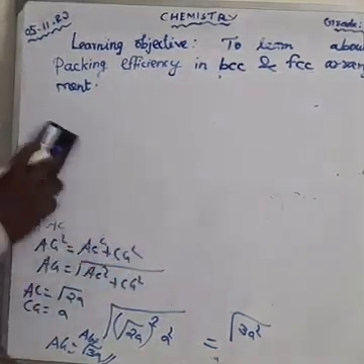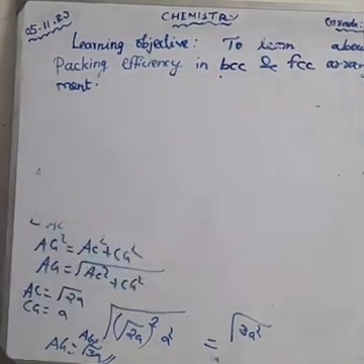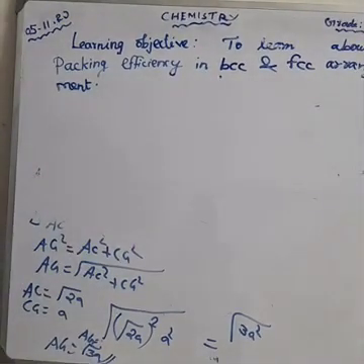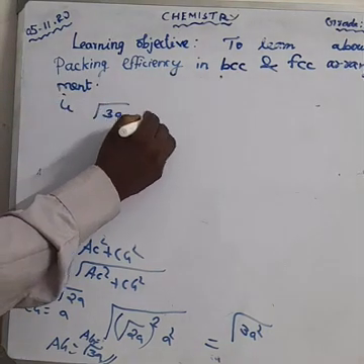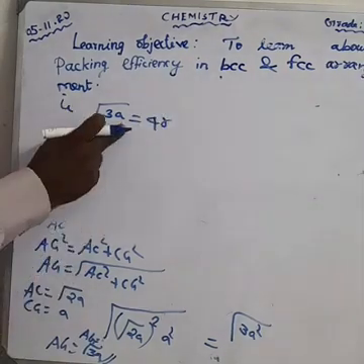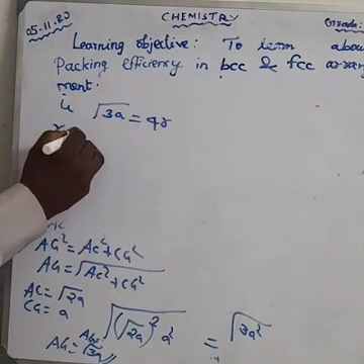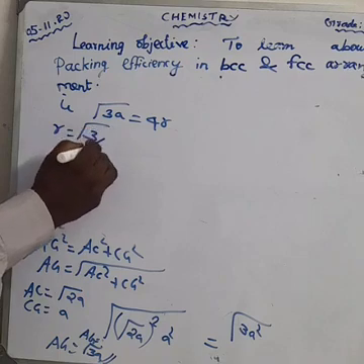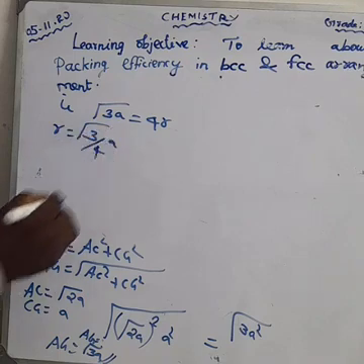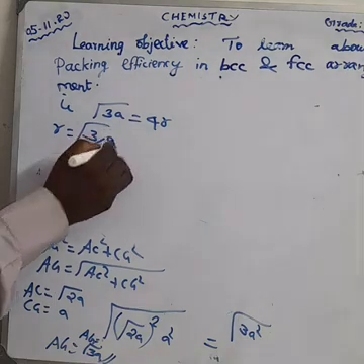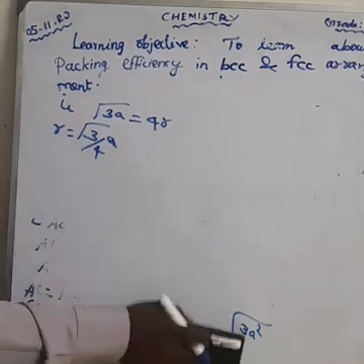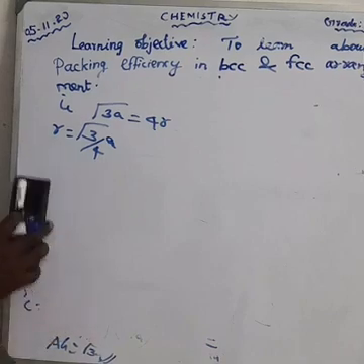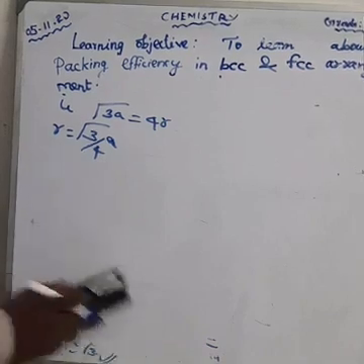Am I right? We can write that root 3A is equal to 4R. From R we should take R is equal to root 3 by 4A. Okay? We know that the volume of the sphere. Okay? We know that what? The volume of the sphere. What is the volume of the sphere with the radius R?